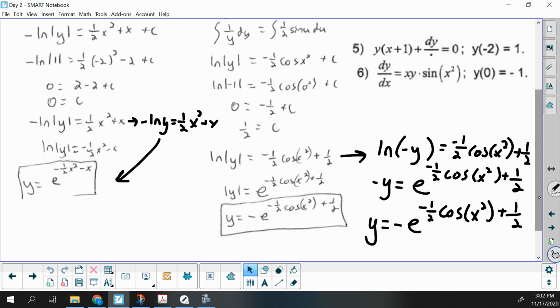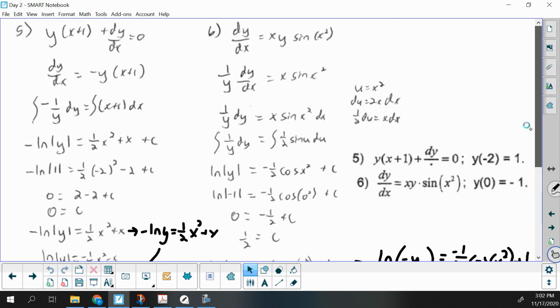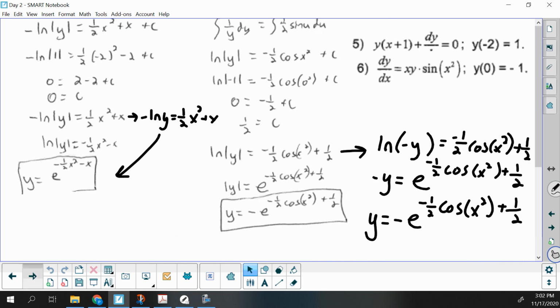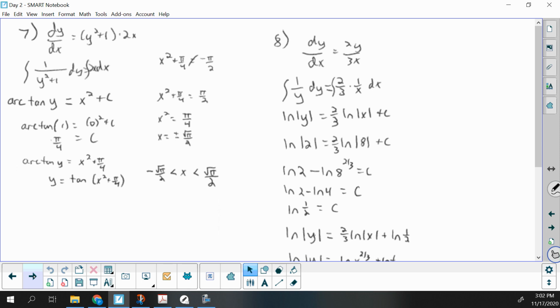No issues with undefines in our equation. No issues with undefines in our differential equation. So no need to restrict the domain. In 7, divide the y squared plus 1 over. The antiderivative of that would be arctan. Put in your values to find your c. Once you get y by itself, y would equal tan of x squared plus pi over 4.